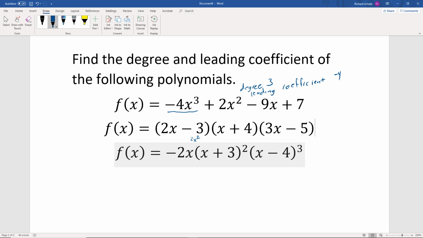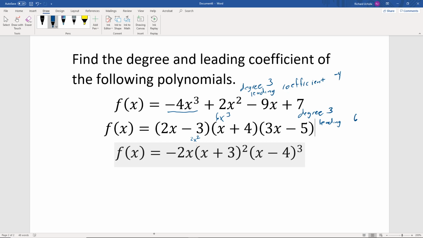And then what if we multiply that polynomial times this 3x minus 5? Then the term with the highest degree would be what we'd get when we multiply the 2x squared times the 3x. So that would be 6x cubed. That would be the term with the highest degree. So in this case, the degree of the entire polynomial, when we multiply it all out, would be 3. And the leading coefficient would be 6.